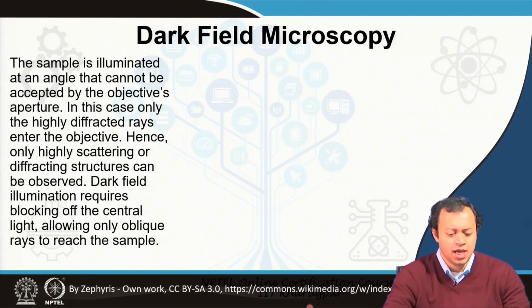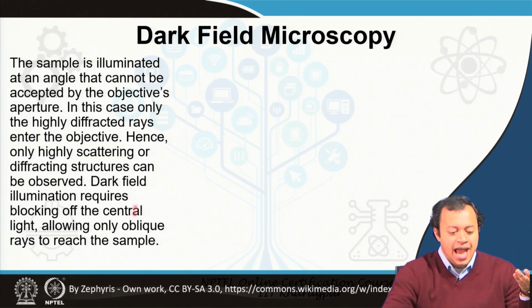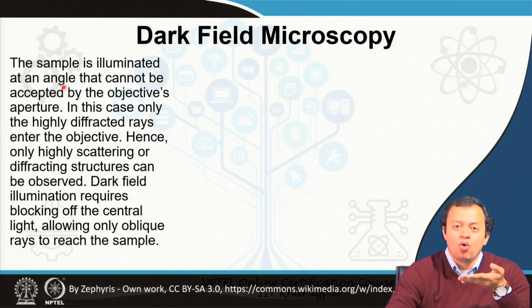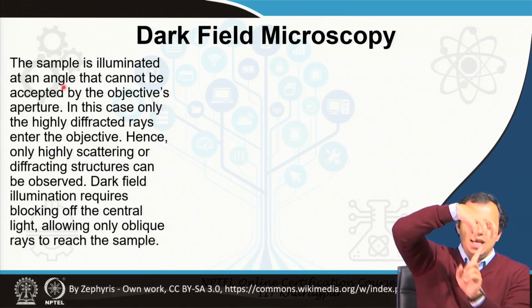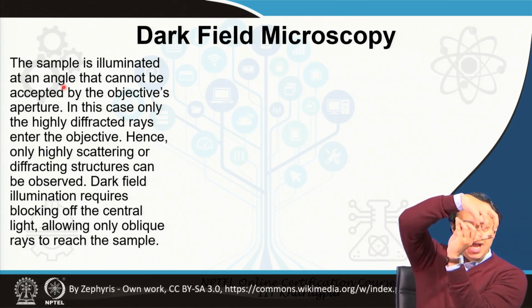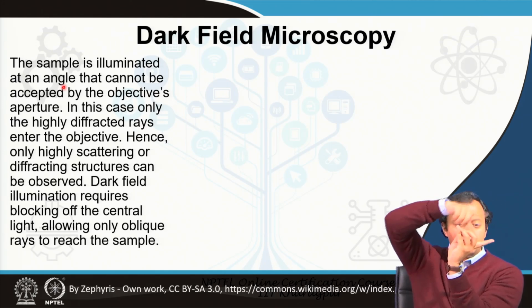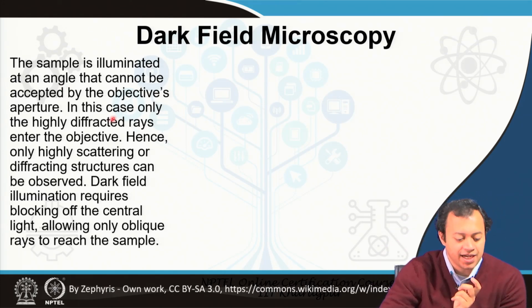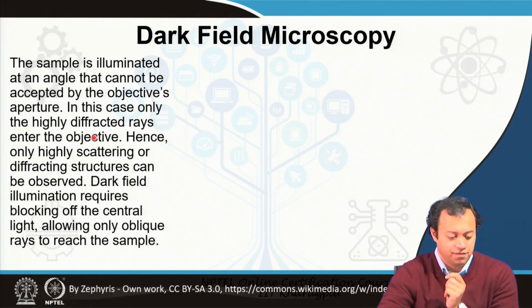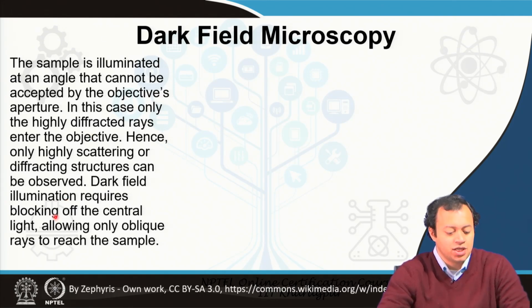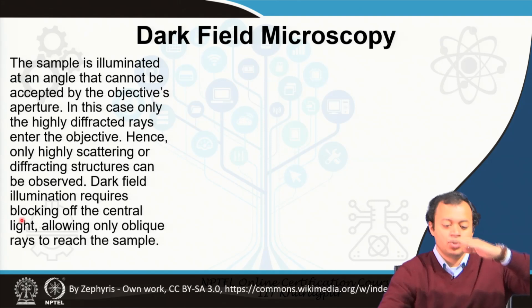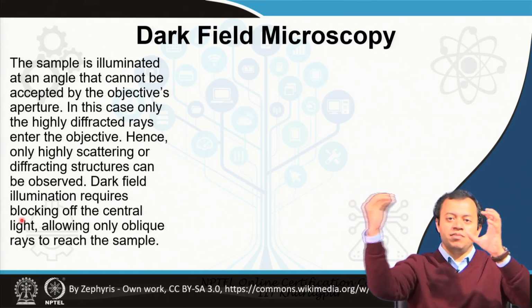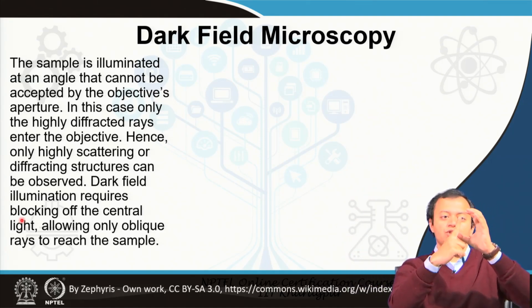What does dark field microscopy do? It uses some kind of a barrier, and it closes the most central point. So, if you have the lens like that, you put a barrier here, so that only the light coming from the highly diffracted light rays enters the objective. So, dark field illumination requires blocking of the central light. So, you have a lens, the light is coming from here, you have blocked it. Just block a little bit portion.